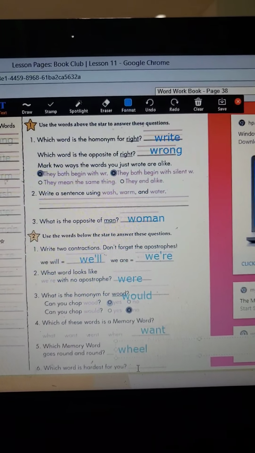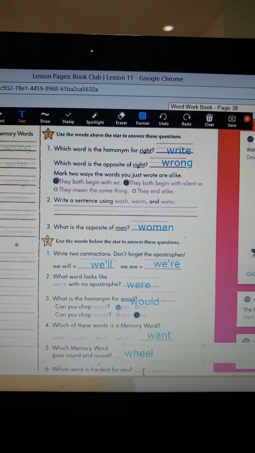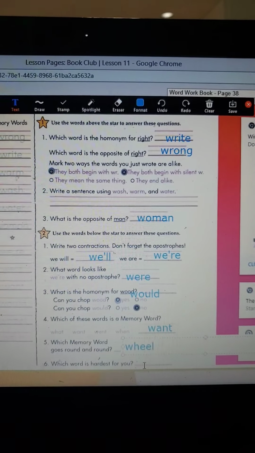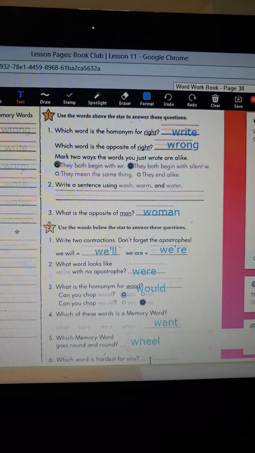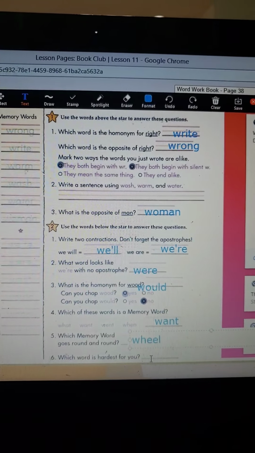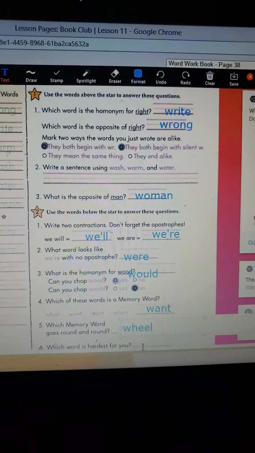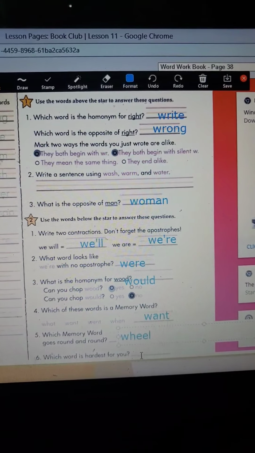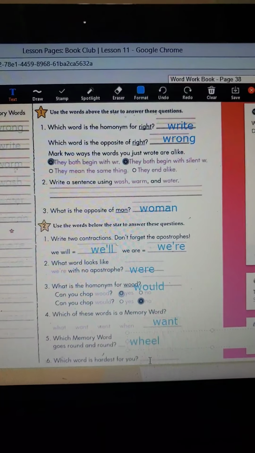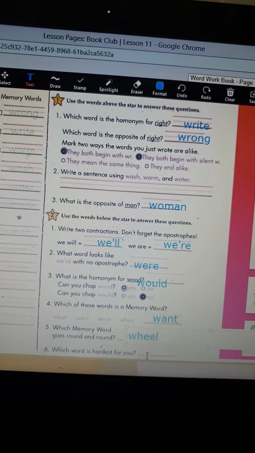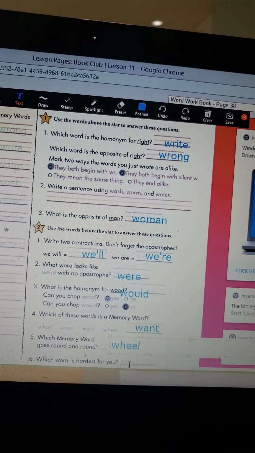Let me erase it all. I'm actually going to try to do a screenshot. You know what you do, if I'm going too fast, just pause the video, and then go back and you can finish that up. Okay, all right.